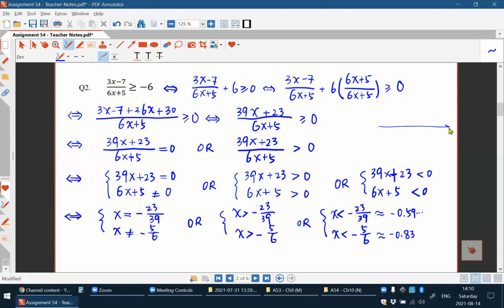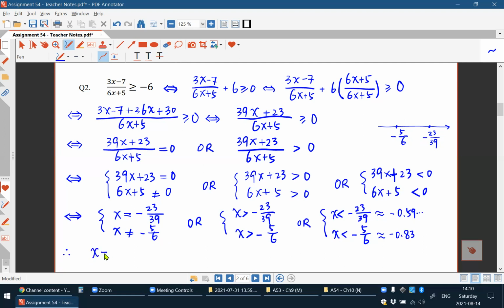Of course, minus 23 over 39 is larger, right? So suppose here is minus 23 over 39. Then minus 5 over 6 must be to the left of minus 23 over 39, right?